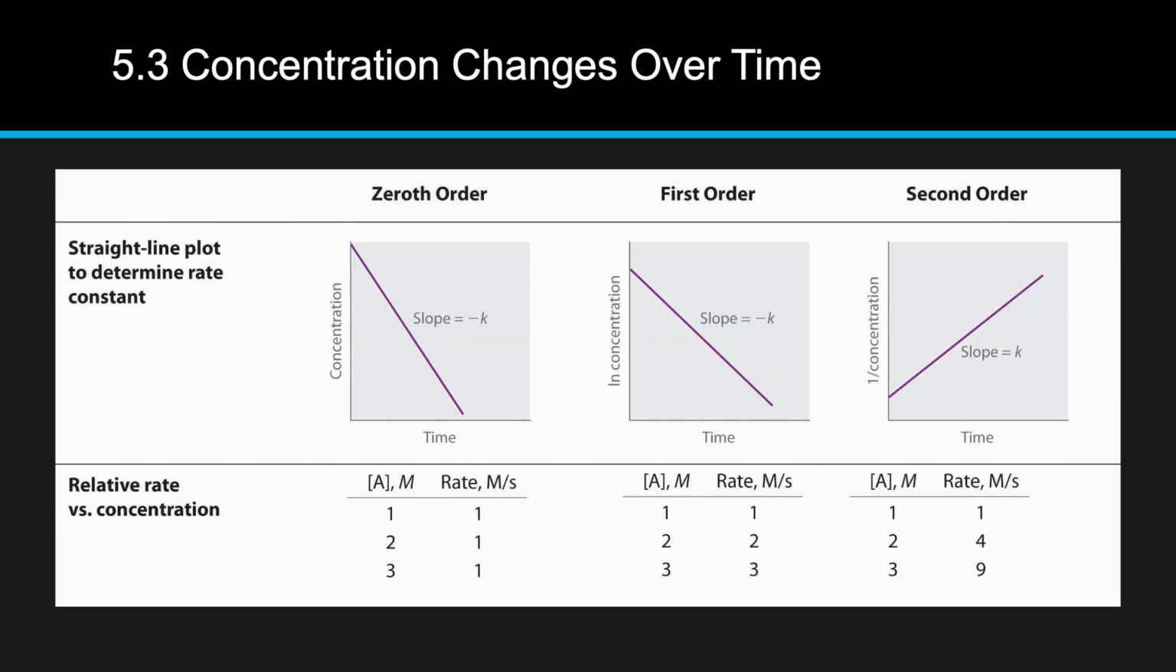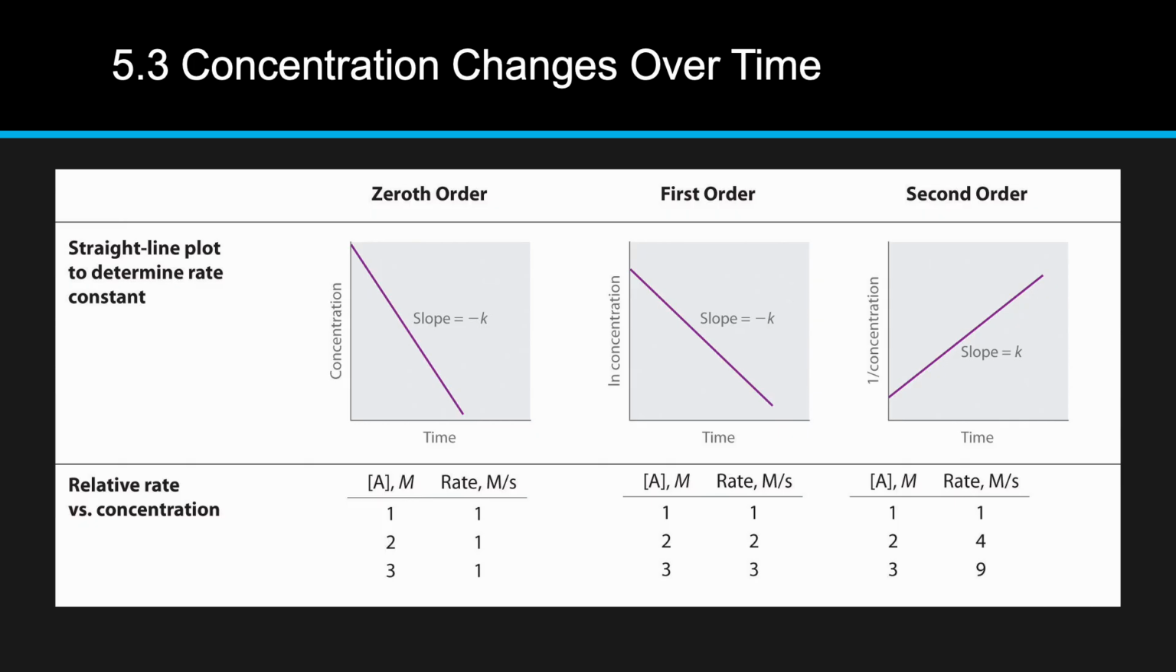All right, and this is a great summary of the three graphs that we are focusing on today: zero order, first order, and second order. As you can see, the only thing really changing in terms of the axes in these graphs is the y-axis.